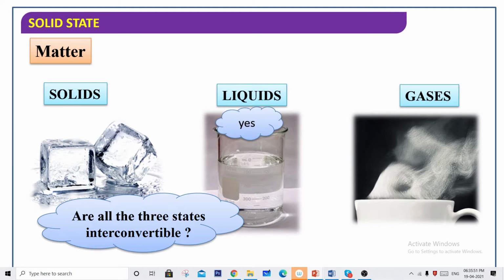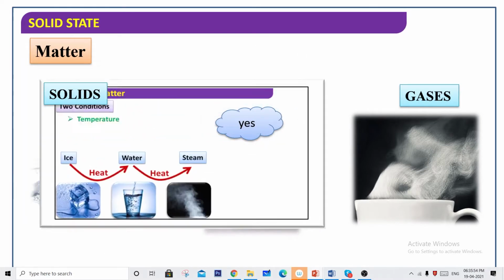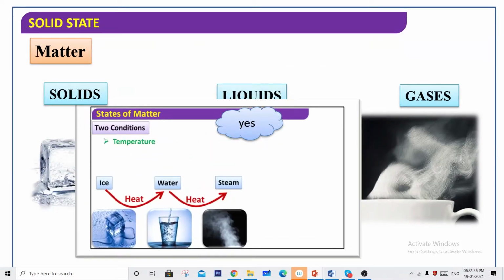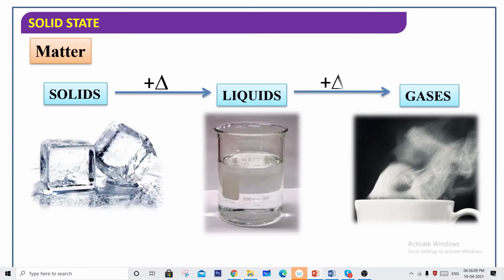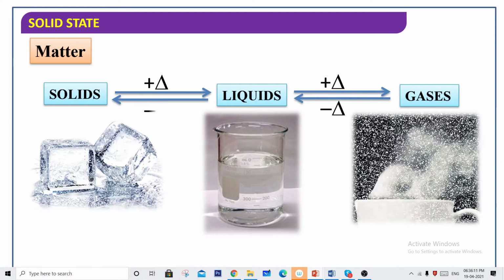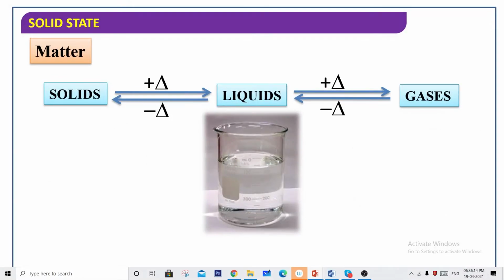Yes, sir. They can be converted by heating the ice. It becomes liquid water, and upon further heating, it turns to steam. And if we take out the heat by cooling it, the reverse is also possible, right? Yes, sir. And this delta sign indicates whether it is cooling or heating. Plus delta means we are heating it, and minus delta means we are cooling it. We are taking out the heat.